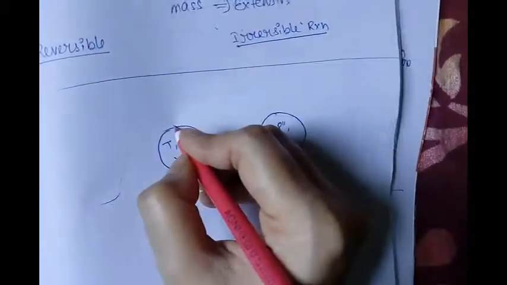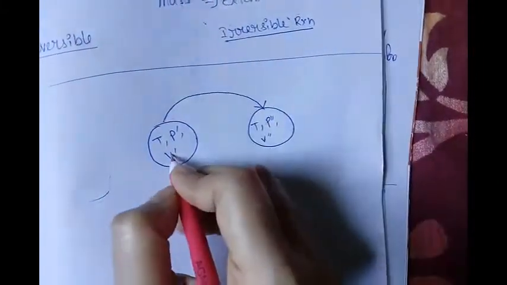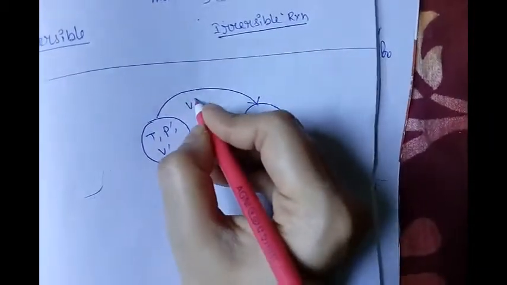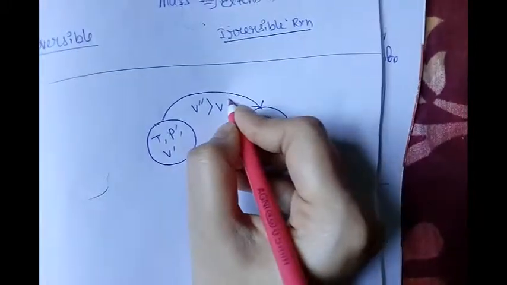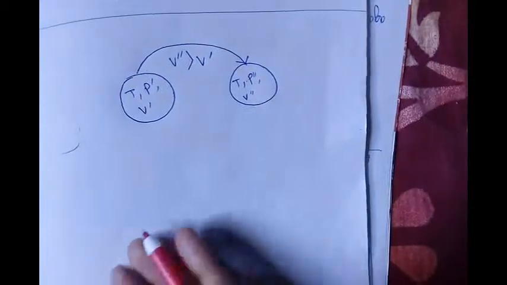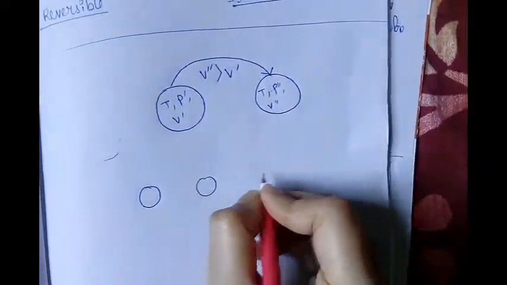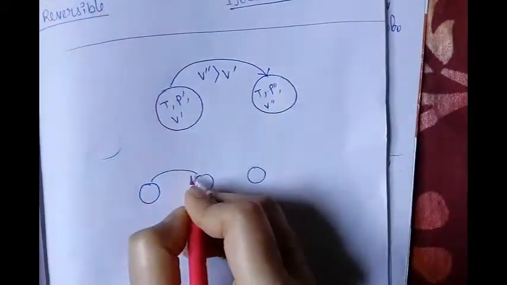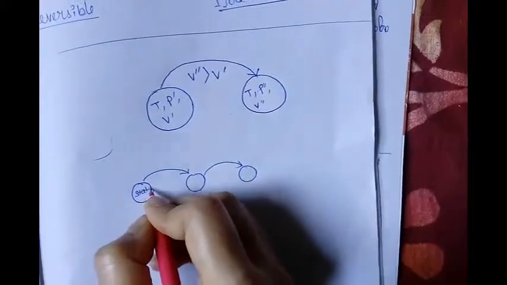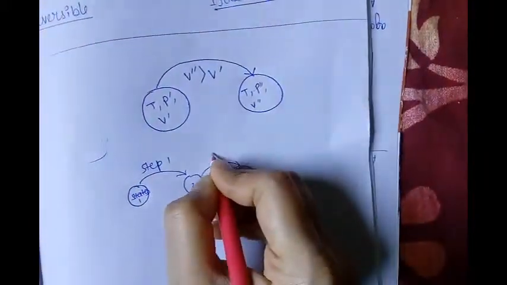This is an isothermal change as T is fixed. Now it has two states but the reaction is a one step process, and here V double prime is greater than V prime. Here volume expansion occurs. Now if we increase the number of states, if three states are present, then two steps are involved. These are the states 1, 2, 3, and these are the steps 1 and 2.